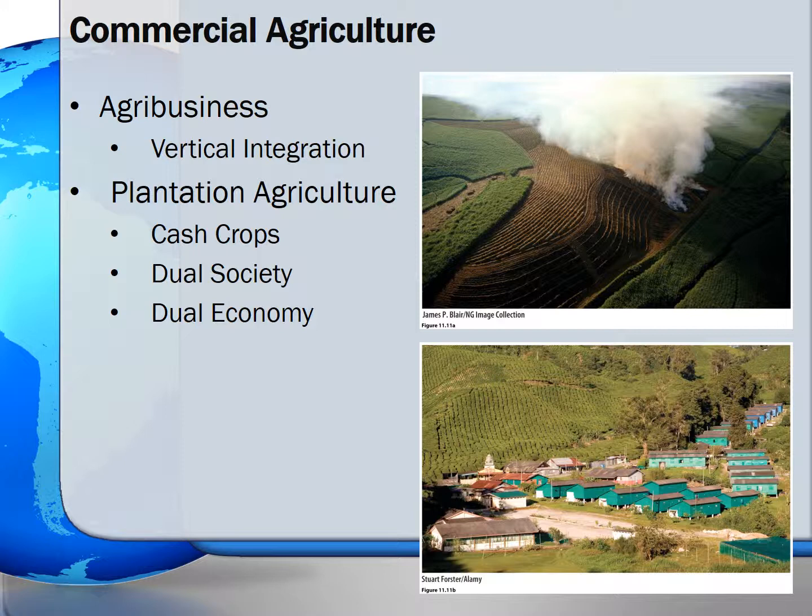This system perpetuated a dual society where two distinct social classes exist: the upper class plantation managers and the lower class laborers. Many plantations today are owned by multinational corporations in Europe and North America, which spur a dual economy, with a large-scale export-oriented operation alongside smallholder agricultural systems.